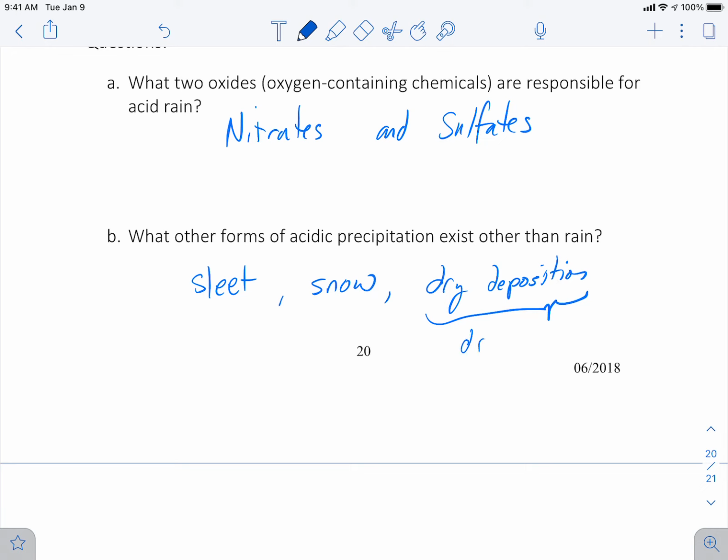So dry pollution combines with groundwater. So it sort of becomes acid after it's already precipitated.